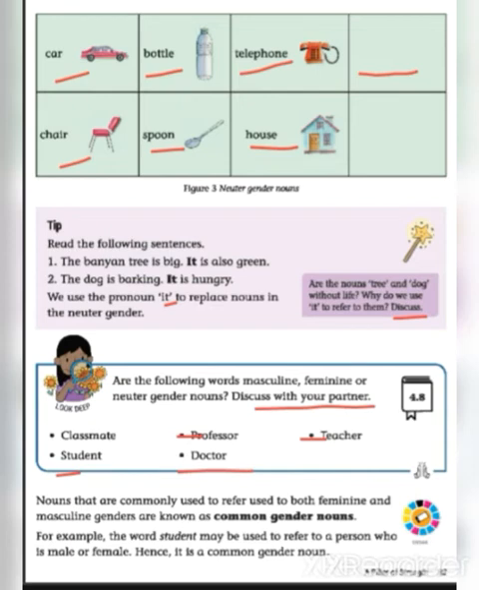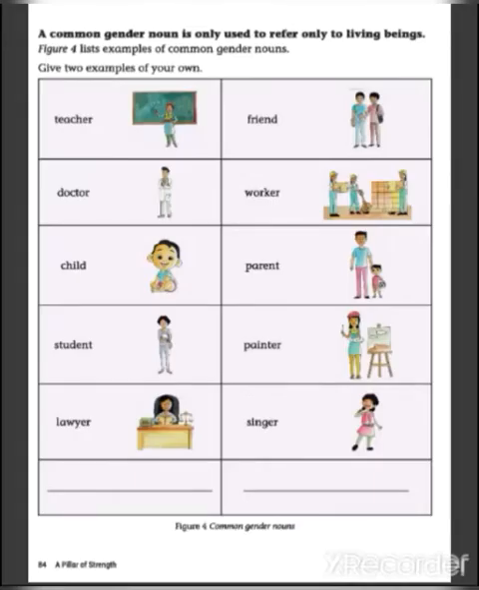Next, nouns that are commonly used to both feminine and masculine genders are known as common gender nouns. For example, the word student may be used to refer to a person who is male or female, hence it is a common gender noun. A common gender noun is used to refer only to living beings. In figure 4, examples of common gender nouns.